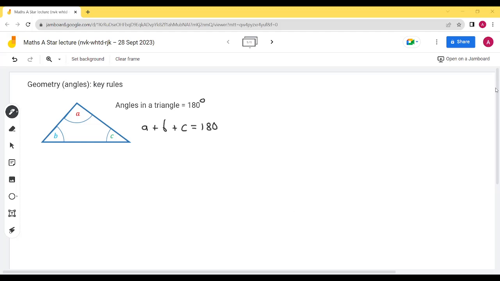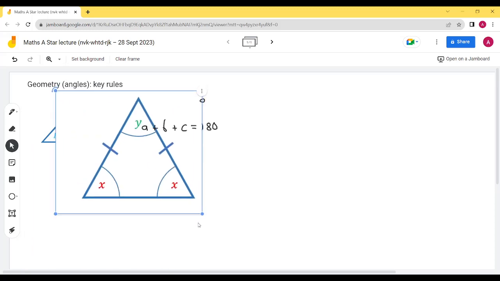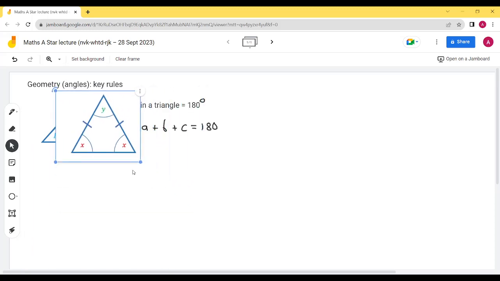Okay, and then in terms of different types of triangles, you might see a question with an isosceles triangle. So we'll put that below this. Sorry, does this come through ginormous at the moment? We'll try and make it a little bit smaller.